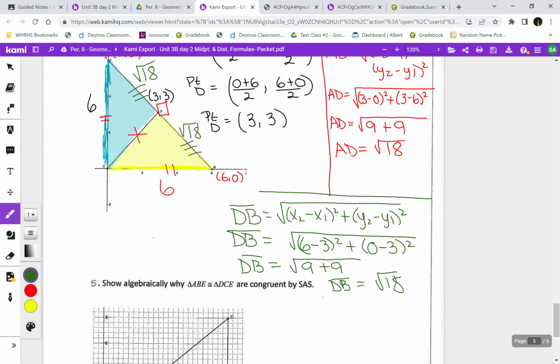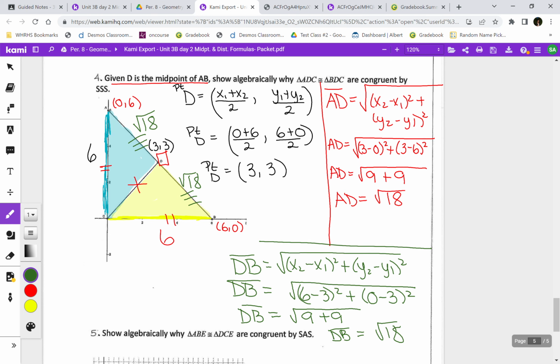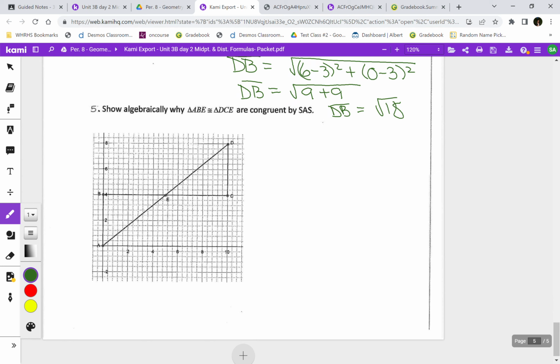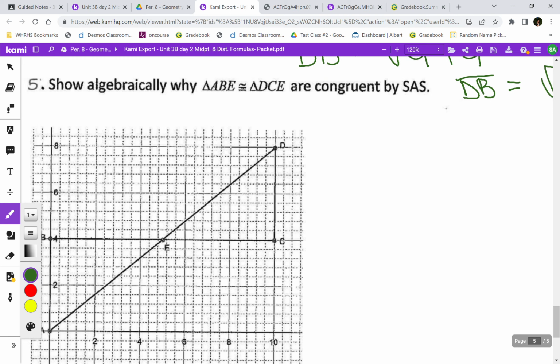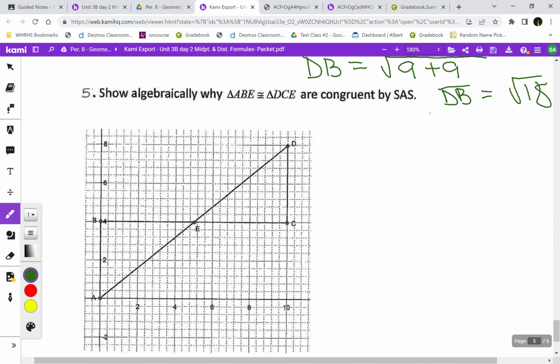All right, can we do another one? Anybody still copying this? Okay. So again, this is the last problem we're doing today. Show algebraically why triangle ABE is congruent to triangle DCE by side, angle, side. Well, right off the bat, which angles are we talking about for side, angle, side? What are the angles we know? Ethan? ABE and DCE. You got it. I'm going to call them 1 and 2. Aren't these two angles congruent because of vertical angles?